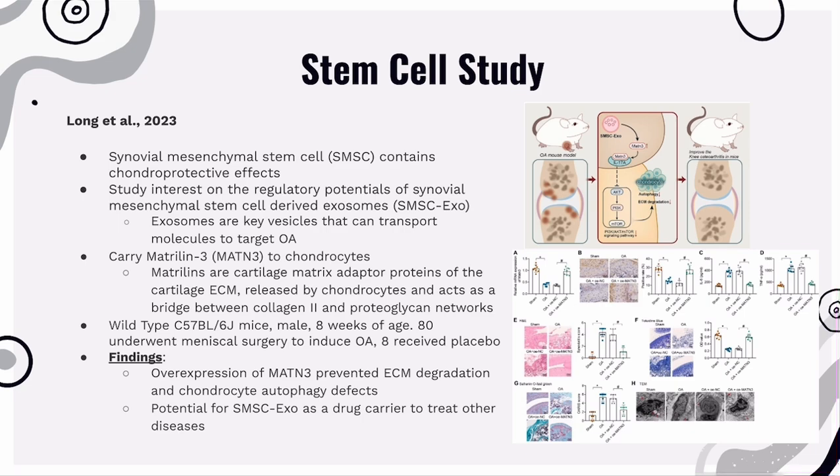They found that an overexpression of MATN3 prevented extracellular matrix degradation and chondrocyte autophagy defects. The results of this study show the potential of SMSC-EXO as a drug or biomolecule carrier to treat osteoarthritis and possibly other diseases as well. You can also see in Figure E the benefits of MATN3 compared to the untreated induced osteoarthritis in a negative control tissue. In the graph next to it, the synovitis score was also lower with the MATN3 treatment.